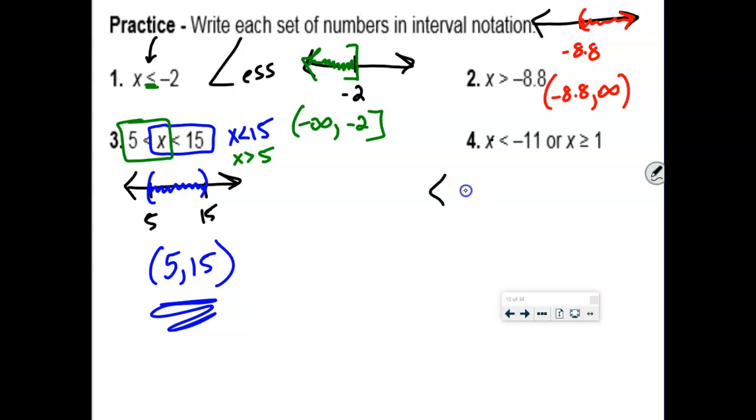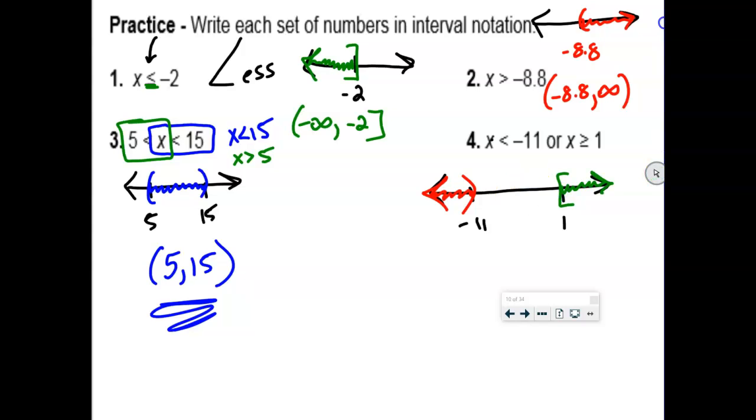All right, now ors. Who remembers what ors look like? They kick out, don't they? Yeah, like oars on a boat. All right, so x is less than negative 11 would be this way. Or, so this isn't an intersection, it's everything. Or any x's that are greater than or equal to 1. So this time I got a bracket on it and kicking out this way.